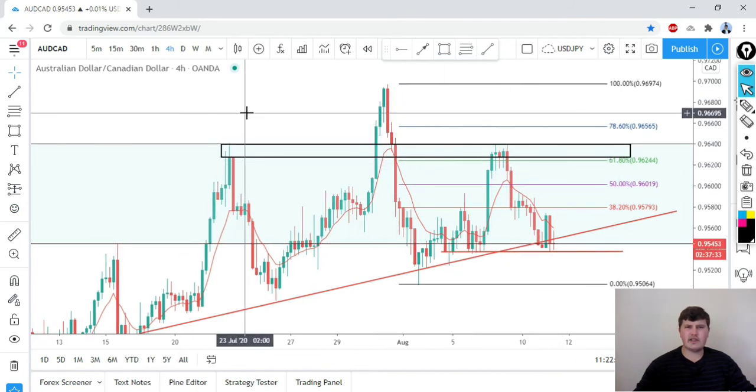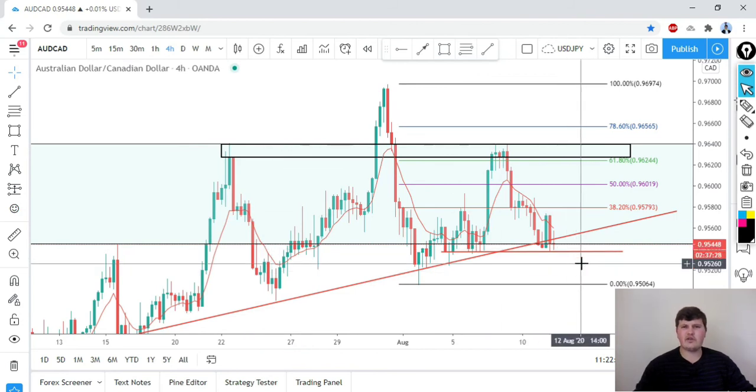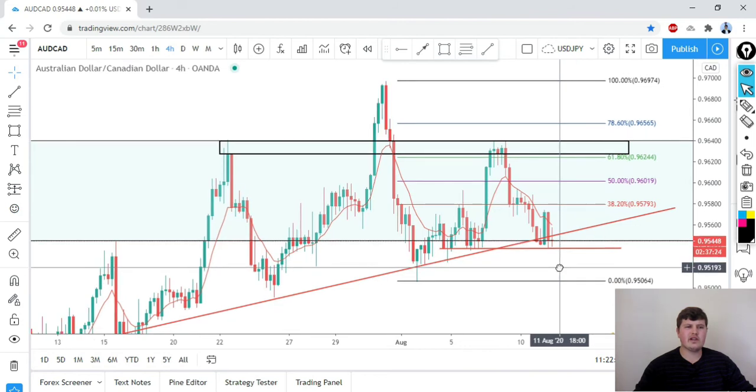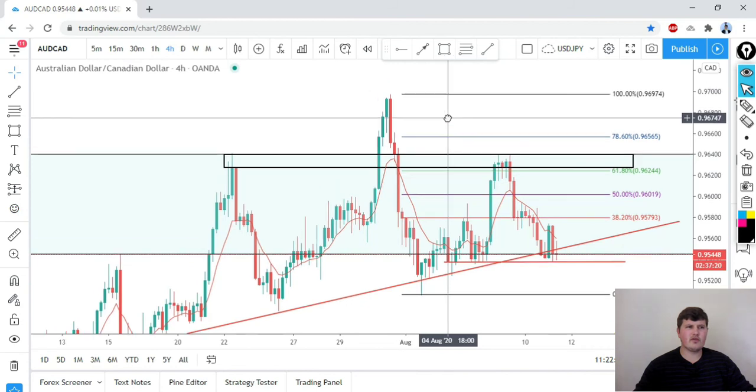I did the hard work. I did my analysis. I'm confident in this trade, and I'm willing to risk 2% of my account on this trade based on this technical analysis that I performed.